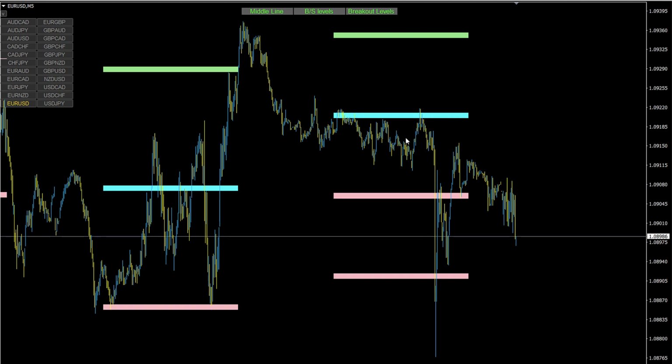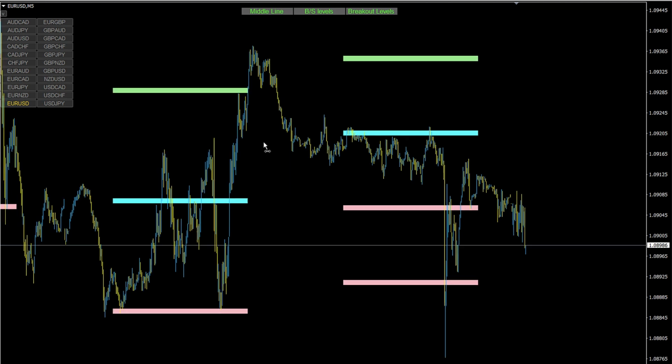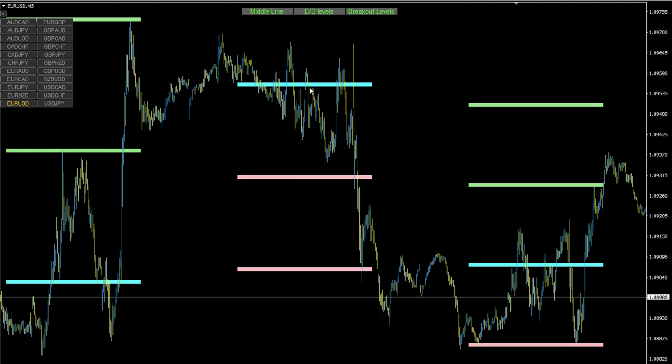Now, as you can see here, for example, the Euro-US dollar moved from the middle line to the sell breakout, and it failed. Now, a failed breakout level, which are the second on the top and the second on the bottom away from the middle line: when you have a failed breakout level, you can expect the market to reverse to the opposite breakout level.